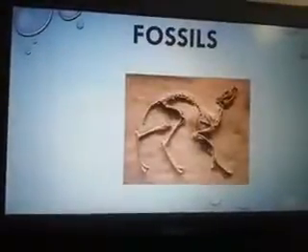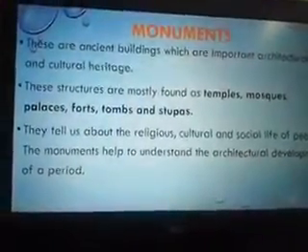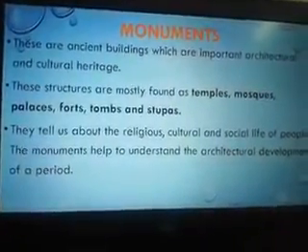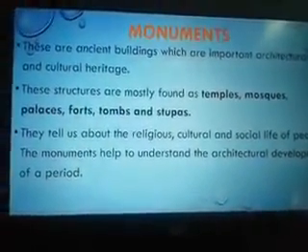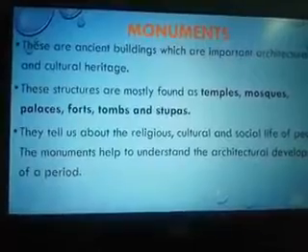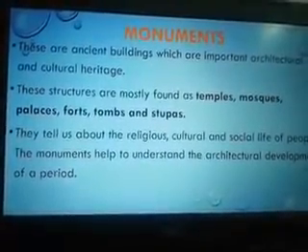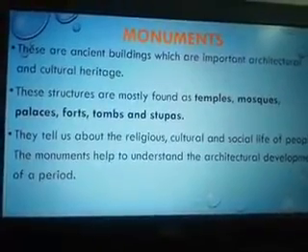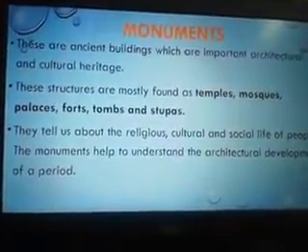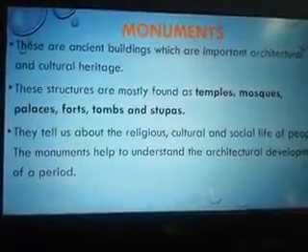Talking about the next important source, it is monuments. Monuments are ancient buildings or structures that are important architectural or cultural heritage. Structures like temples, mosques, palaces, forts, tombs and stupas generally tell a lot about history.